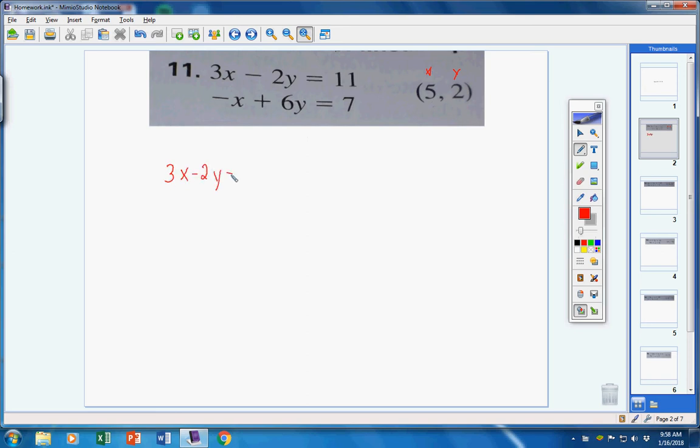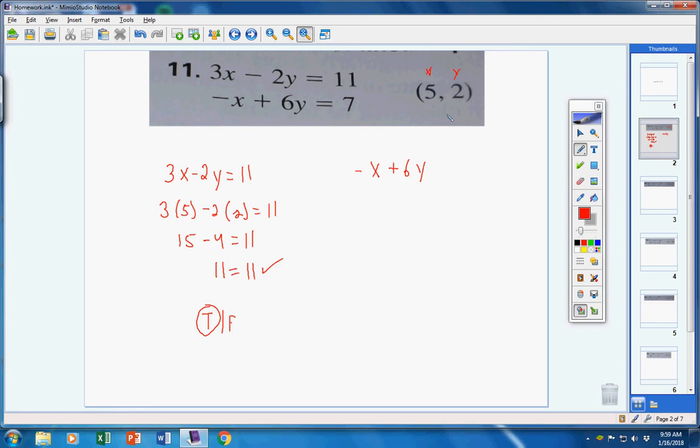We take our first equation, where the x is, I substitute a 5. Where the y is, I substitute a 2. And let's see if I get out a true or false statement. 15, negative 2, positive 2, negative 4. And we get 11 equals 11. So far, so good. But remember, students, this ordered pair must satisfy both equations, not just one, okay?